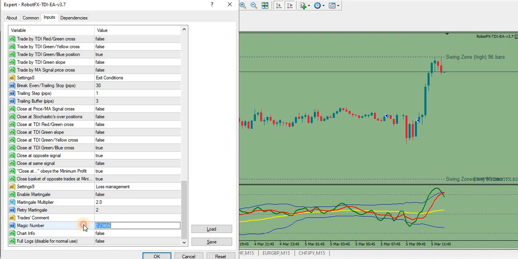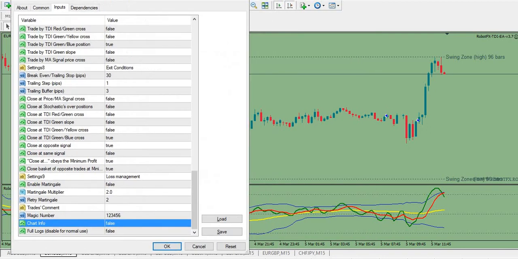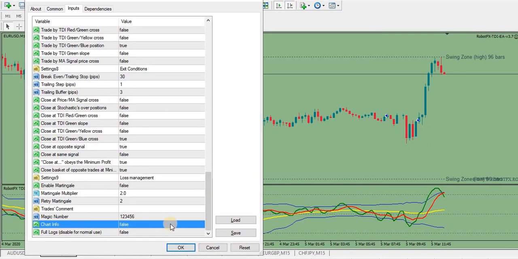The magic number is used for the expert advisor to monitor trades on the same chart. Then we have the chart info. It's set to false. If you enable it, set it to true, it will show information about your account, your broker, your minimum lot size, maximum lot size, and so on on the chart as a text. It shouldn't bother you too much. Sometimes it bothers me, so I set it to false.